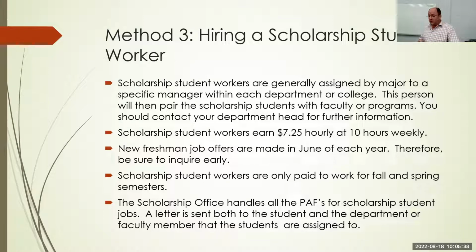They are $7.25 an hour at 10 hours weekly. The scholarship office makes freshman job offers in June of each year. So if you're interested in this type of student worker, you need to inquire early. They are paid to work only fall and spring semesters. So they do not work during break. They do not work during the summer.